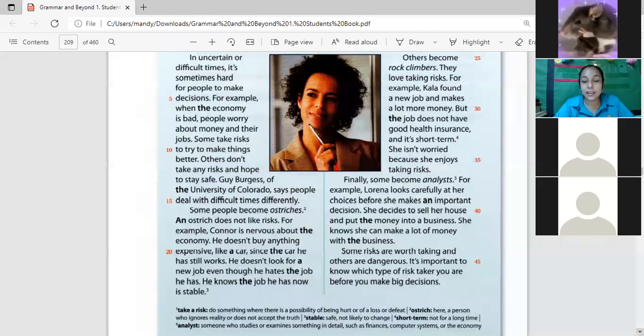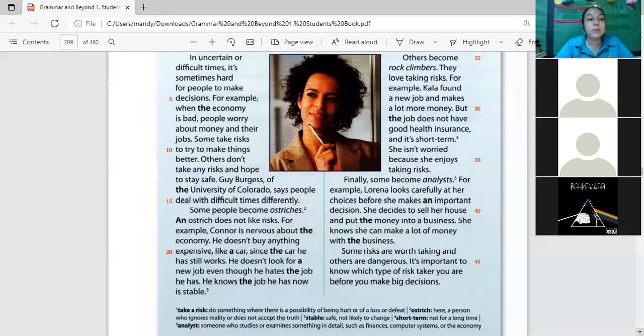Okay, excellent. And the paragraph mentioned that there are others that are analysts. For example, Lorena looks carefully at her choices, maybe her choices of food or clothes, of work, etc. She decides to sell her house and put the money into a business. This one is a good decision, because this person increased all the money that she has. She knows that she can make a lot of money with the business.